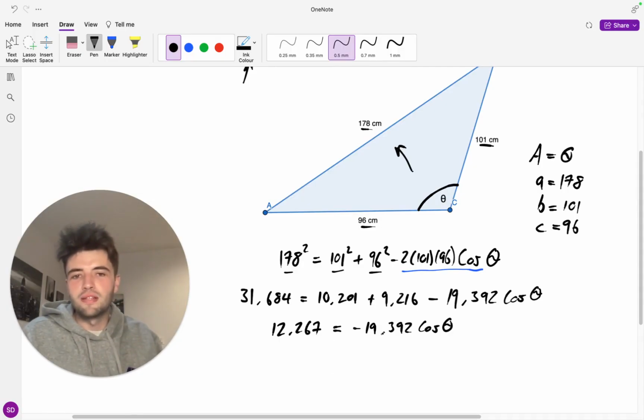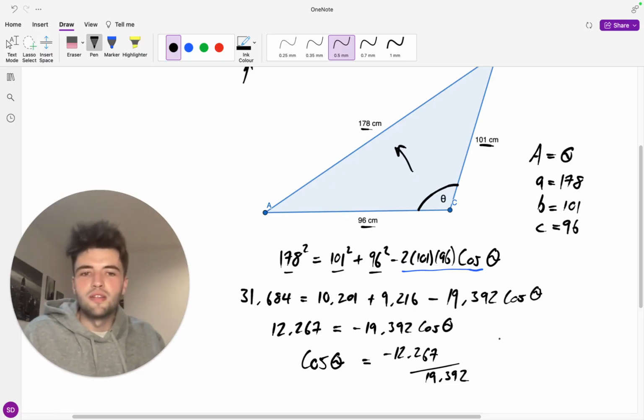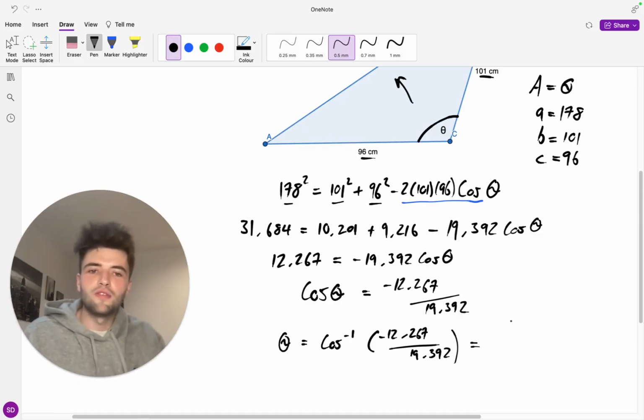We've just got a number on the left hand side, and then this cos theta times minus 19,000 on the right hand side. And so what I'm going to do is rewrite this so the cos theta is on the left hand side. We're just going to divide across by that 19,000 now, and we're going to end up with a fraction on the right. So again, just dividing across by minus 19,392. And so our very last step now is going to be to get the cos inverse of this. So theta is going to be the cos inverse of this fraction.